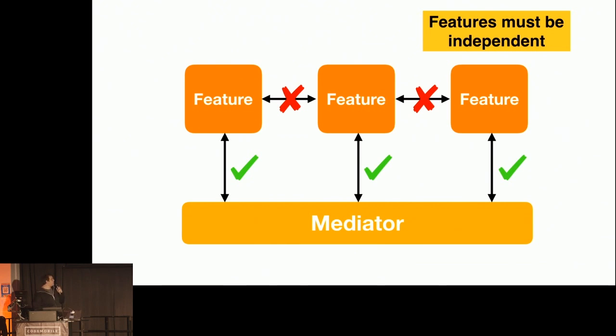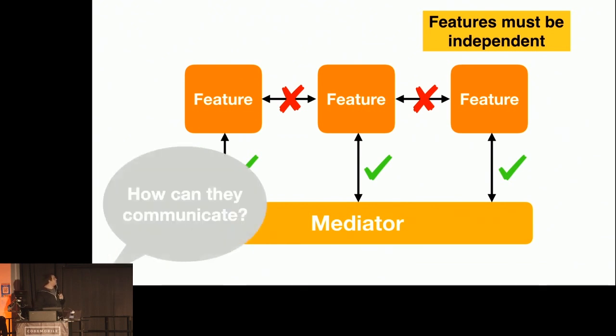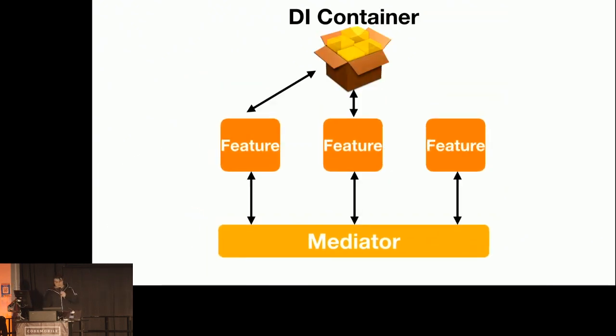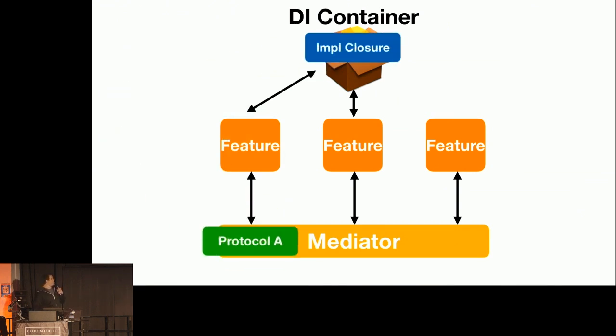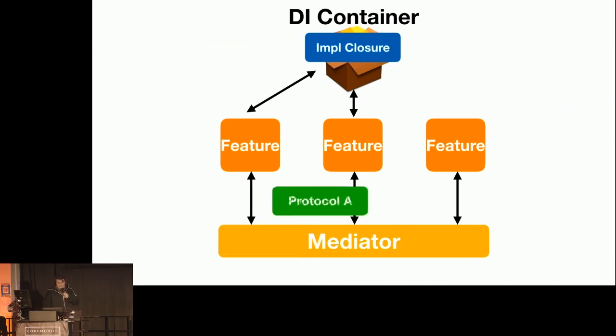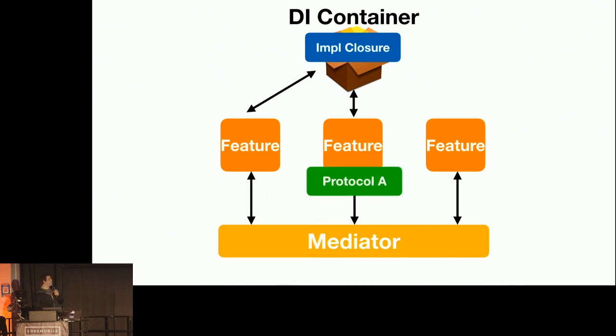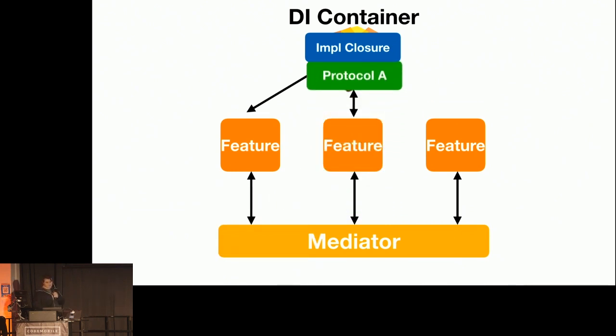How do features communicate with each other? For this, we use dependency injection. We have a container, and a feature can register an implementation and put it in the container. Then when another feature wants some implementation, it gets the container from the mediator and just gets the implementation from the container. That's all.